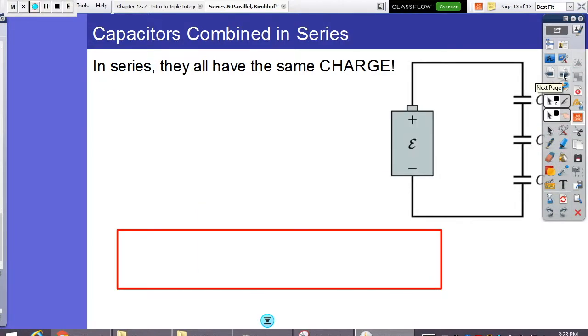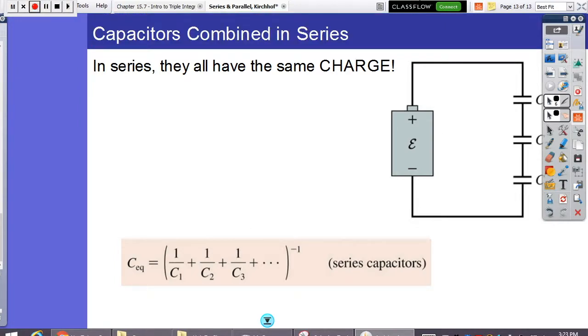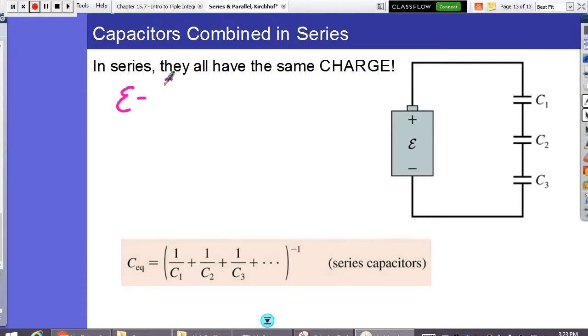And by a similar argument using our loop law, if we look at all of our voltages, this is going to be Q over C1 minus Q over C2 minus Q over C3 equals 0. What we can find is that, in fact, capacitors in series add inversely.